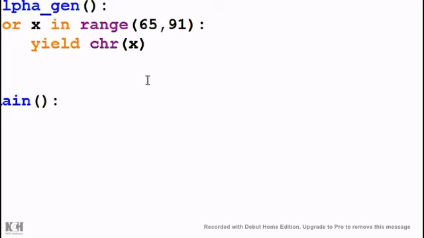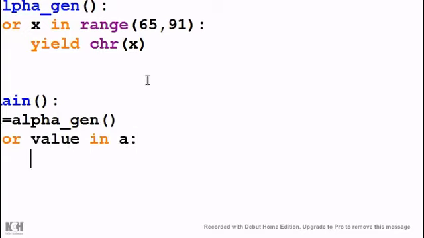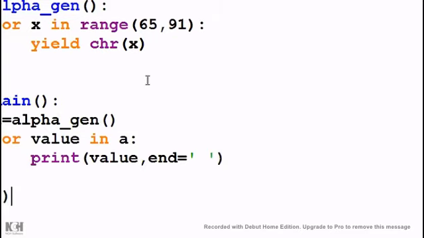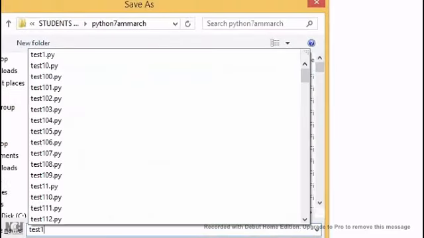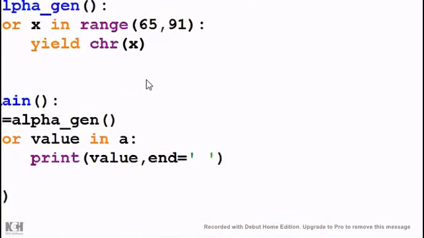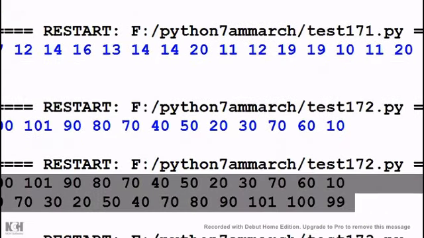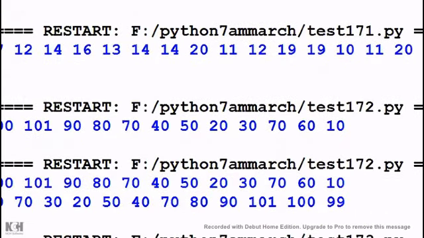If you want to read each alphabet, a equal to alpha generator. If you want to read each value generated by this iterator, I'll say for value in a, for loop. This will generate all the alphabets from A to Z, but this is the alpha generator.